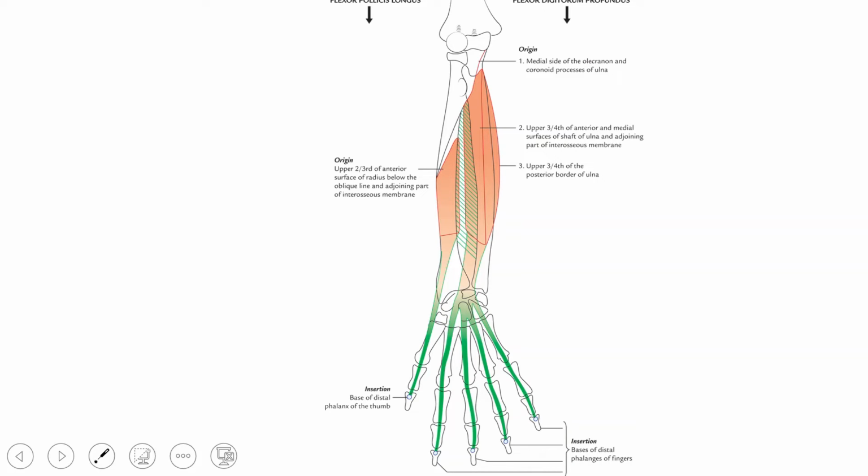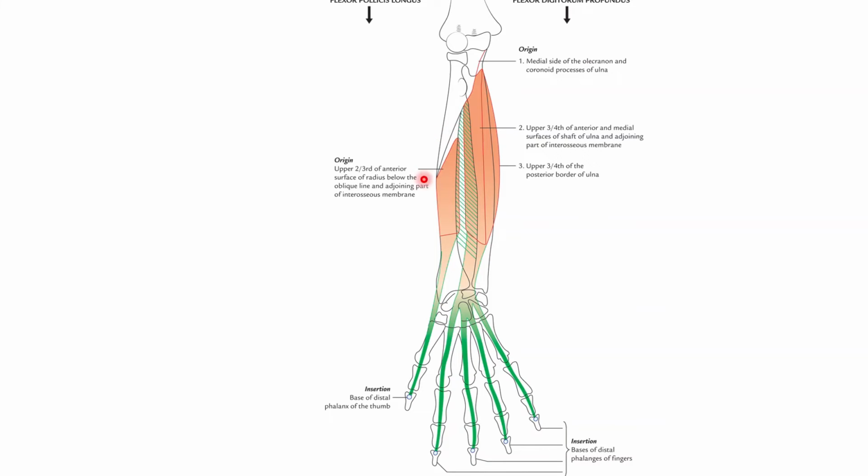So the deep muscles are the flexor pollicis longus, flexor digitorum profundus, and the pronator quadratus. So to begin with, the attachment of the flexor pollicis longus over here. The flexor pollicis longus takes its origin from almost the major portion of the shaft of the radius over here. Yes, the origin of the flexor pollicis longus is from the upper two-third of the anterior surface as well as the medial surface of the radius and below the anterior oblique line along with the adjoining interosseous membrane.